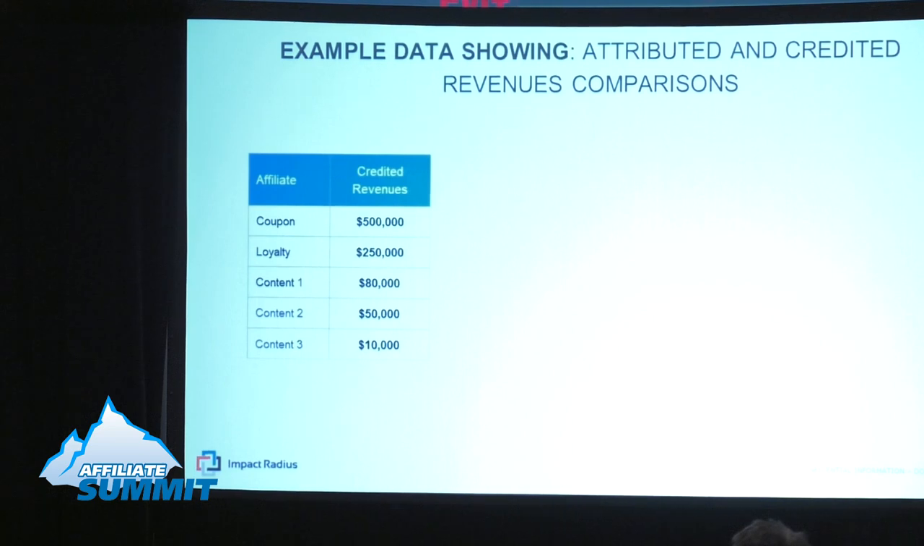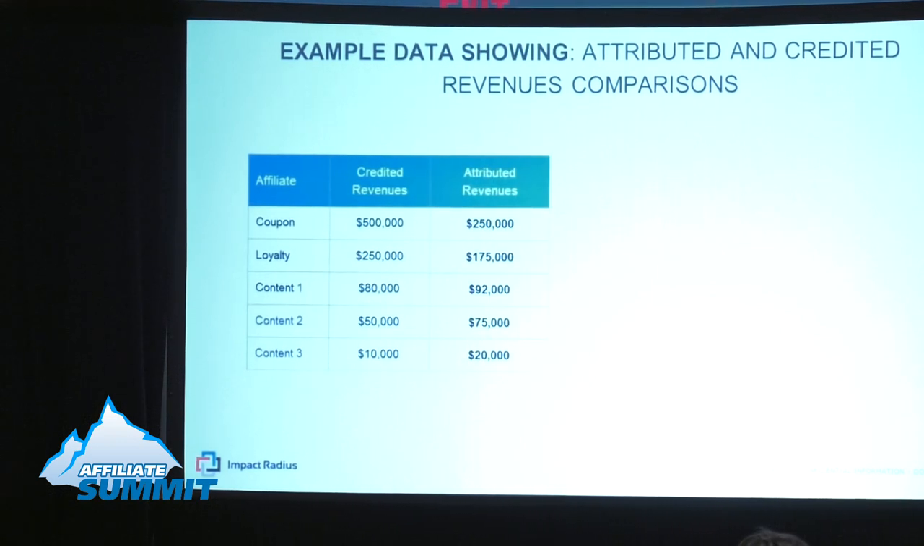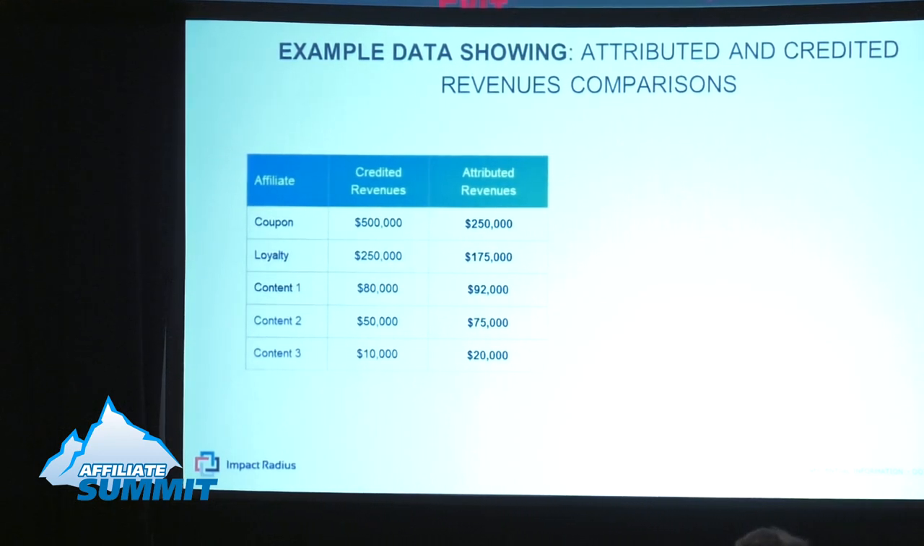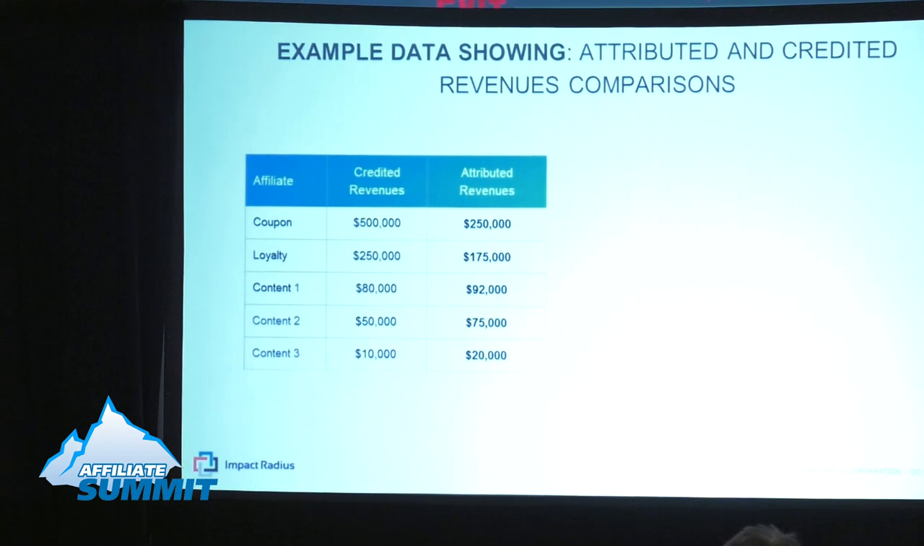And now we look at that same date range and we say, what is the attributed revenue when they were also an introducer and an influencer and a closer? We're including all of that data and all the other marketing channels that were involved. And we put it side by side. So we have our credited revenue and we have our attributed revenue. And then what we want to do is say, well, what's the difference?